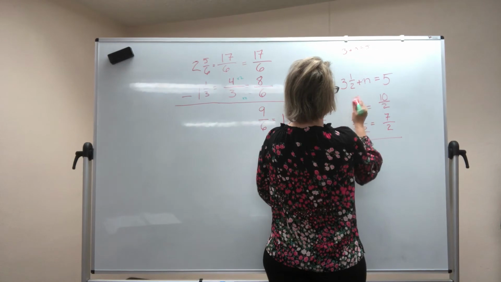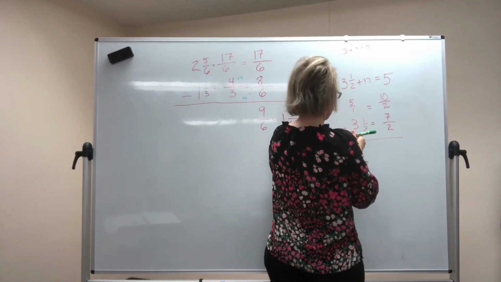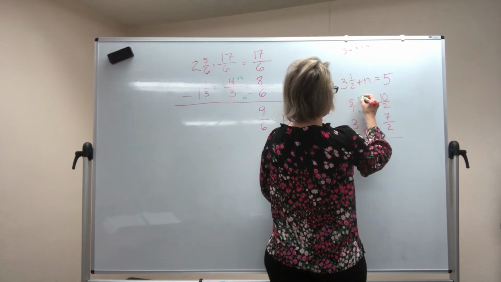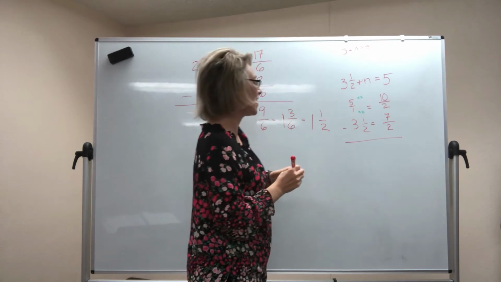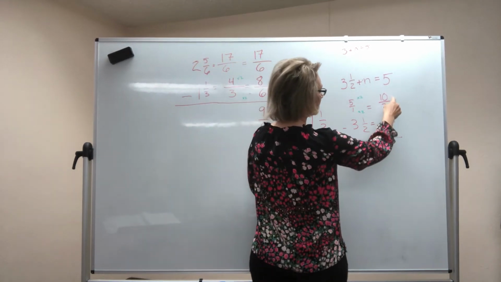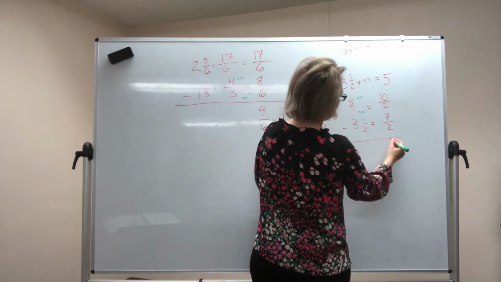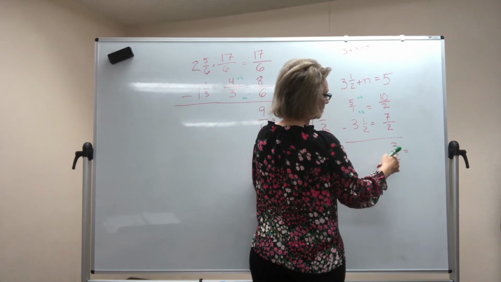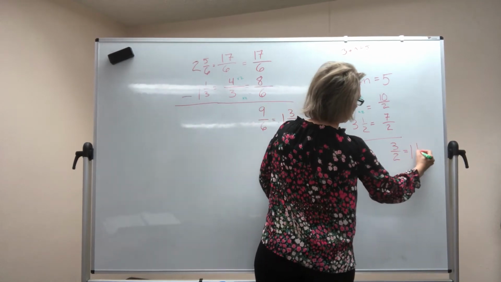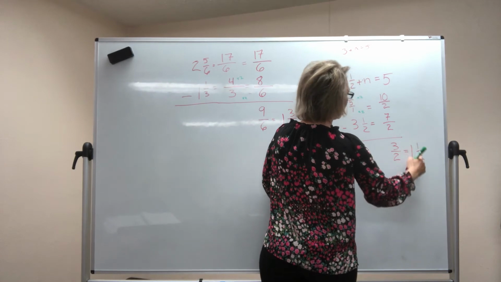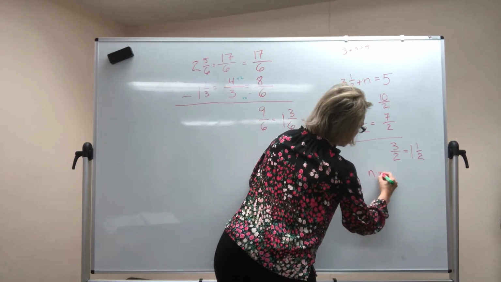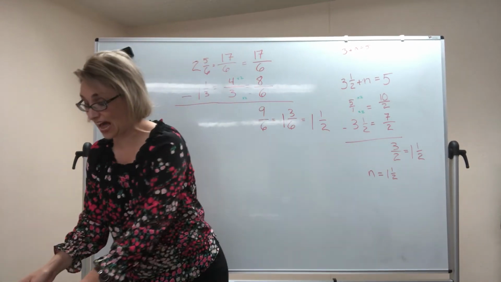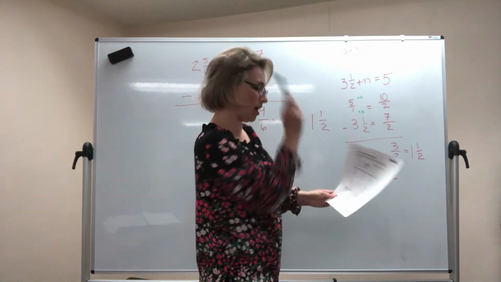Okay? Because think about this. I could change that 5 to be 5 over 1. We have a denominator of 2. So 1 times 2 equals 2. So 5 times 2 equals 10. See how we got that? So now I can subtract 10/2 minus 7/2 equals 3/2, which equals, when I turn that back into a mixed number, 2 goes into 3 once with 1 left over. So 1 1/2. So n equals 1 1/2. That is the answer to number 9. Okay? You're going to do 10, 11, and 12, just like it.